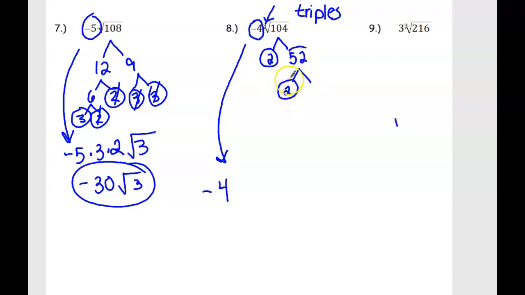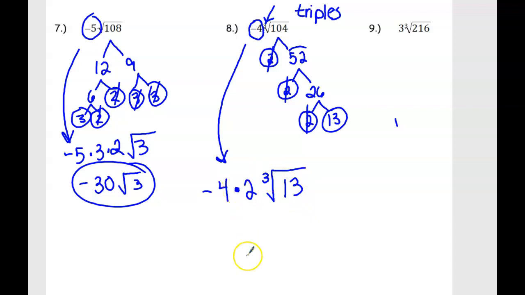so I could say 2 times 26. All right, and then 26, I could say 2 times 13. Okay, so there's all my prime numbers. Since I am looking for triples, if you notice, I've got 1, 2, 3 2s, so I'm going to say times 2. All right, and then what's left over is just the 13, but I'm also not going to forget it's the cube root. Okay, so now I multiply -4 times 2, and I get -8 cube root of 13.